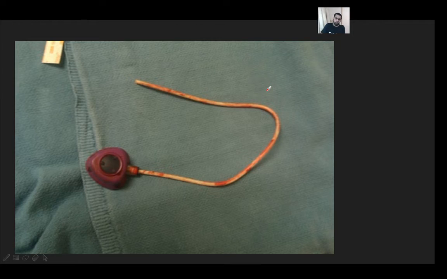Ravi and Matt for AIIMS. Very good, guys. So what was that? That was a chemo port. So this is a chemo port which we have taken out of the body of a patient.